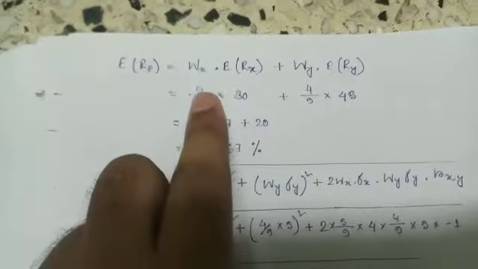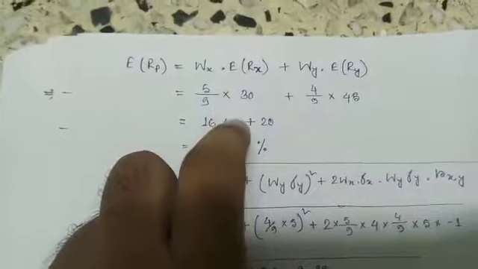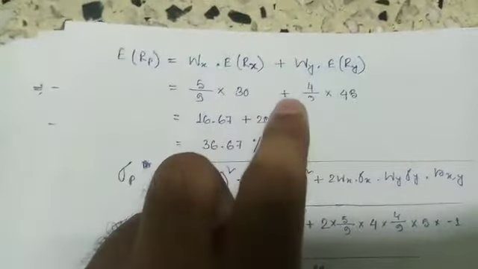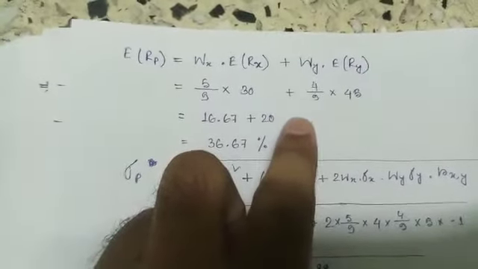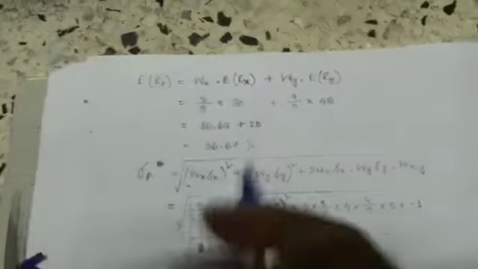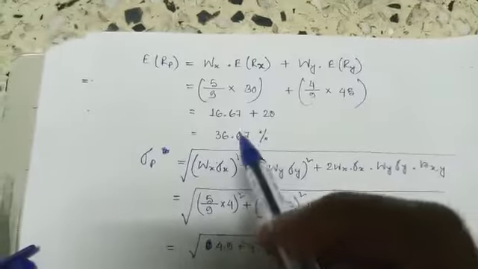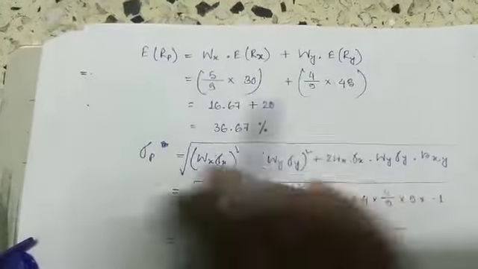Here the weight of security X is 5 by 9 and the expected return of security X is 30%. The weight of security Y is 4 by 9 and the expected return from security Y is 45%. So the expected return of the portfolio comes to 36.67%.